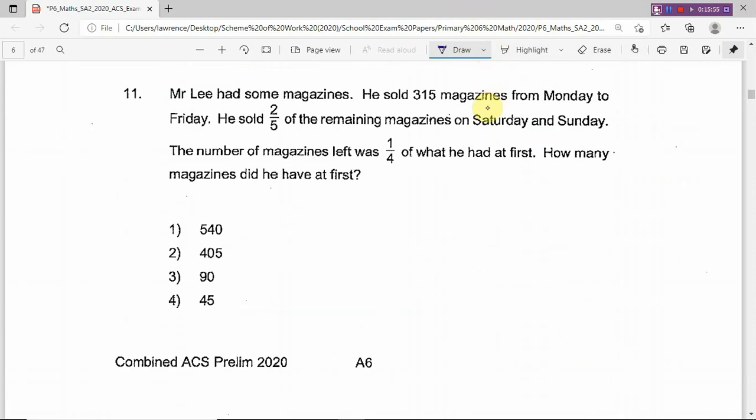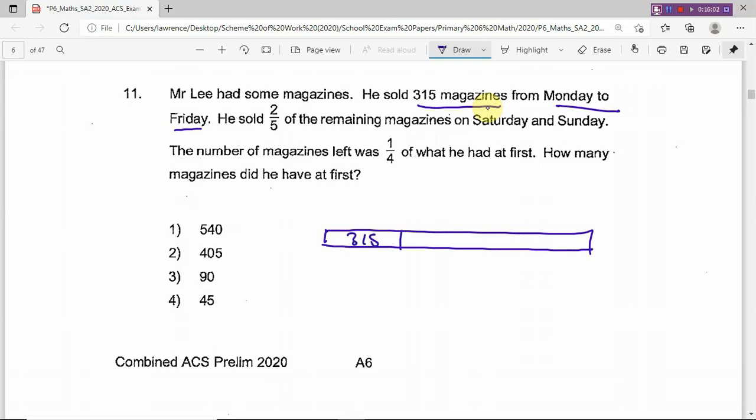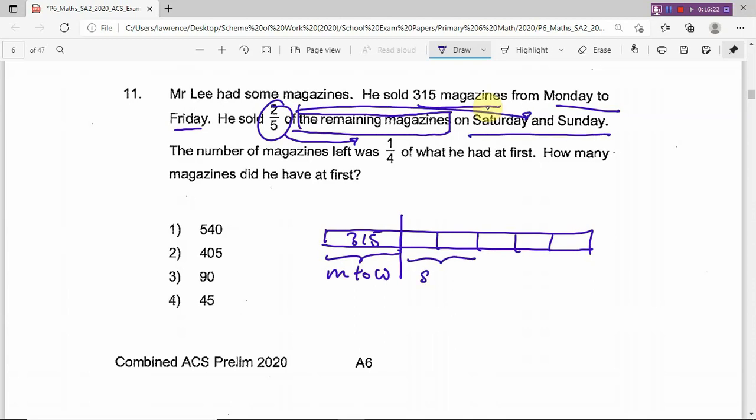So, Mr. Lee has some magazines. He sold 315 magazines from Monday to Friday. So you draw a rectangle, cut the 315. This is your Monday to Wednesday. And where's the remainder? You look at the fraction. The fraction is talking about the remainder, and you cut the remainder into 5 boxes, and 2 boxes were sold on Saturday and Sunday. So that's how you draw the model. It's not very hard. And the rest of the boxes must be the left, right?